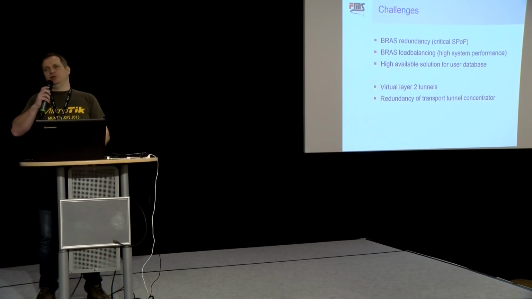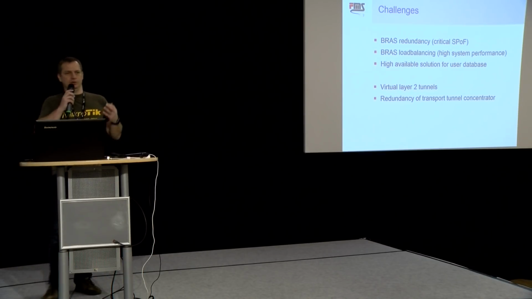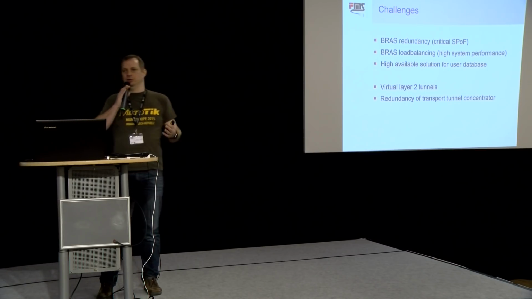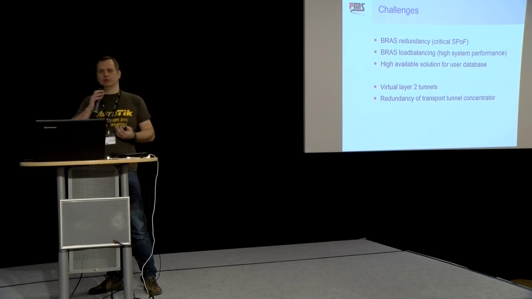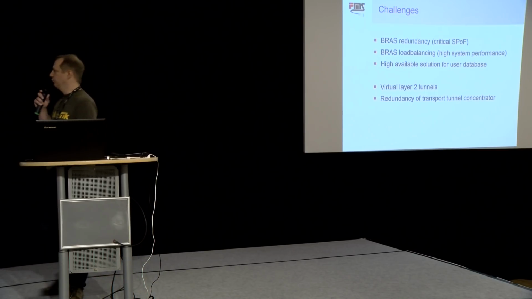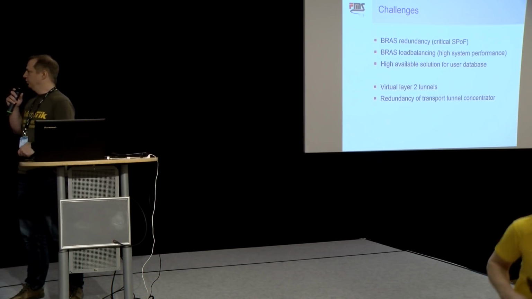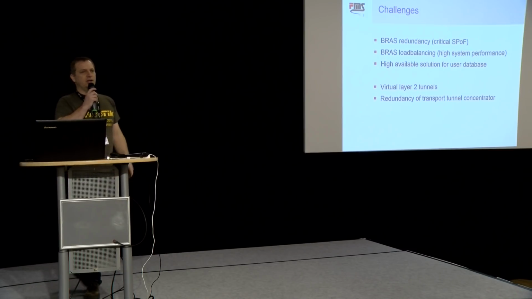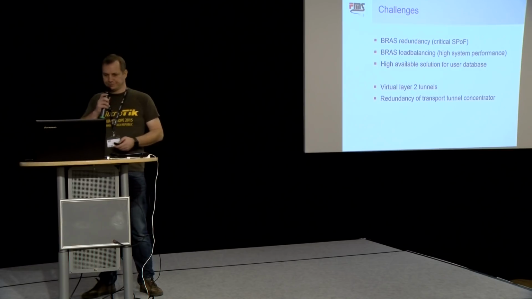And as I said, we need a layer 2 network. We will typically not have a huge layer 2 network in our ISP, but we'll use something like EoIP or VPLS to have a virtual layer 2 network. And that will mean we might have another concentrator to concentrate layer 2 traffic, and that should be redundant too.